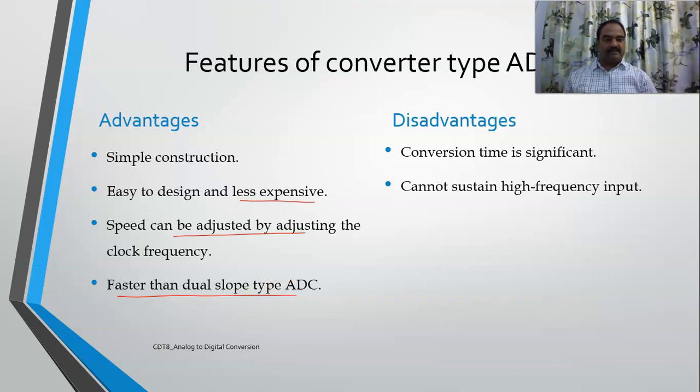And the disadvantage, the conversion time is significant. If you carefully see, it depends upon the number of pulses which you are giving into the system, right? If the value of the analog input is too high, then the conversion time will be too high. And more importantly, it cannot sustain very high frequency inputs. There is a limitation on the frequency of the inputs. Okay, so these are the advantages and limitations of counter type ADC.